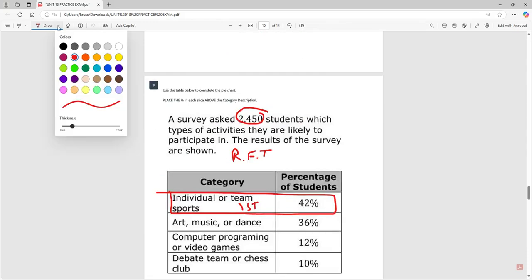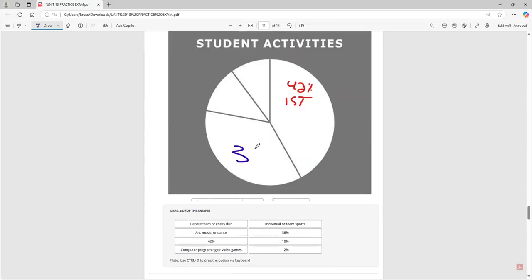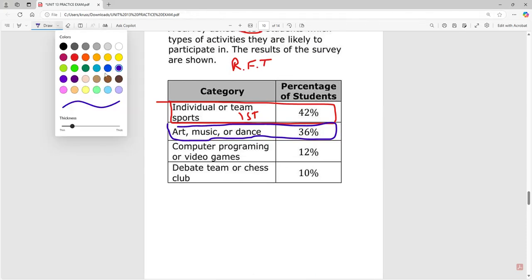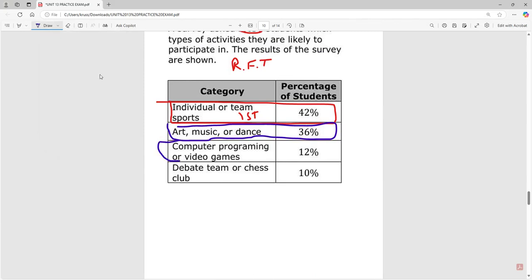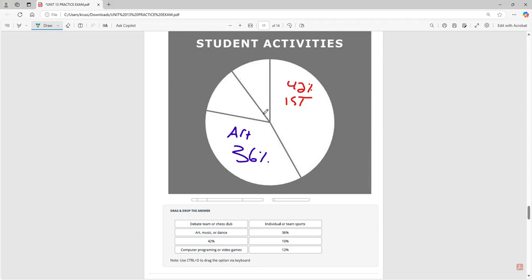Okay, and I have this art, which is 36%, and this is the second biggest value, 36%, and this is art. That's art, music or dance. It's all art. Okay. And then we have this. Let's use this teal color. No, it's not a teal color. This is the teal color. The computer gaming, I'm just going to call that computer programming, right? And it's 12%, which is a little bit bigger than this one. So this is 12%, and it's computer programming.